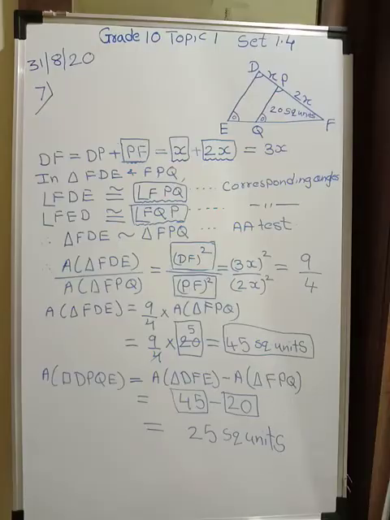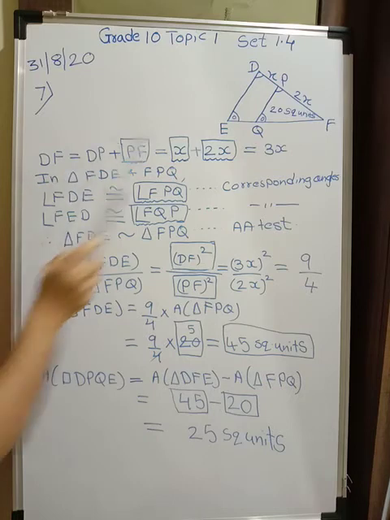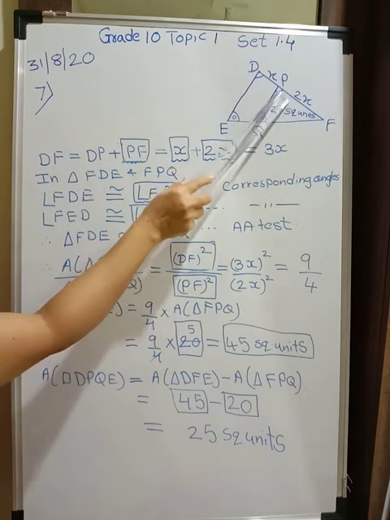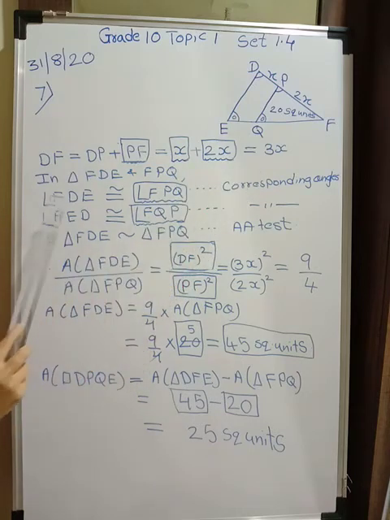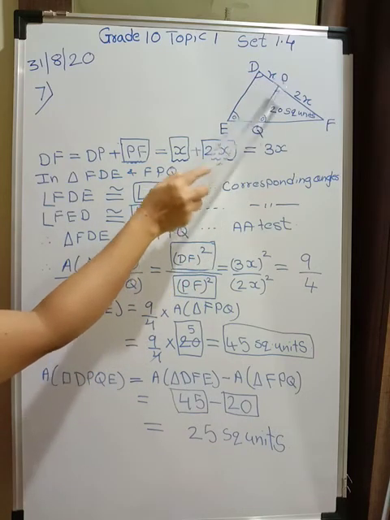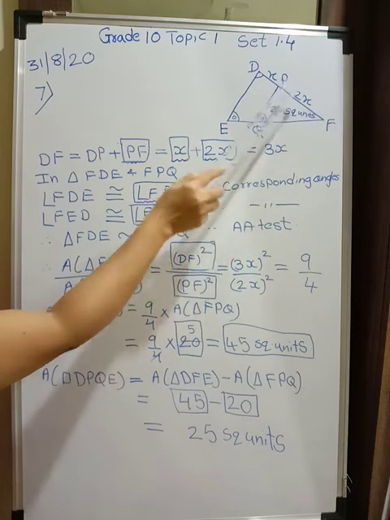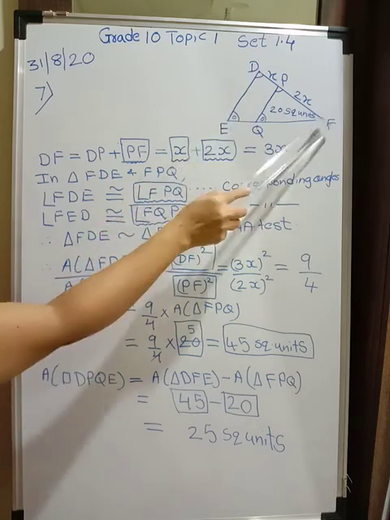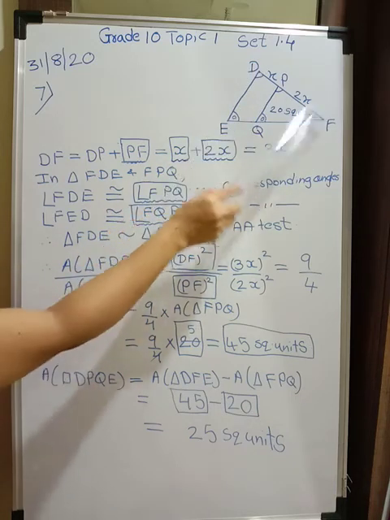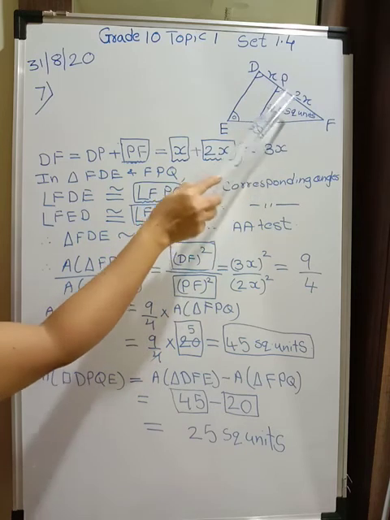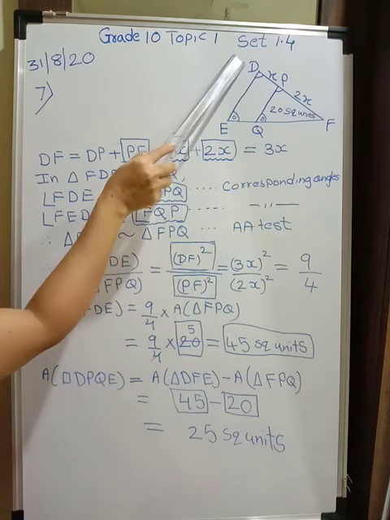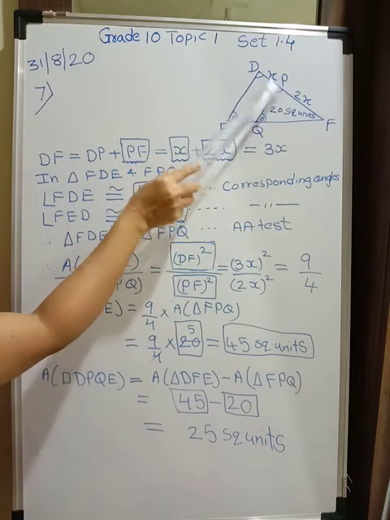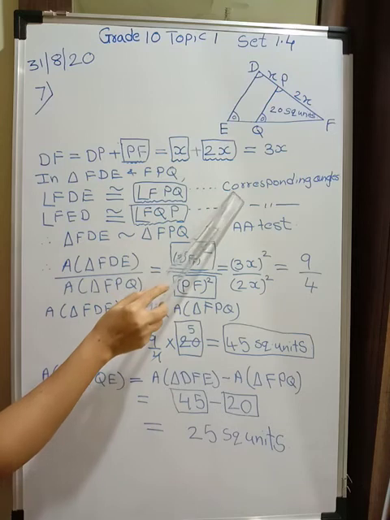Now the last question is very easy, students. It is just fill in the blanks. Now look at DF. DF is DP plus PF, and therefore x plus 2x is equal to 3x. Now in these two triangles, in triangle FDE, this bigger triangle, can you see, and second is FPQ, this smaller triangle. You know that they have given PQ is parallel to DE, it is already given, and if we consider this as a transversal, I have marked these two angles will be equal as per corresponding angles.